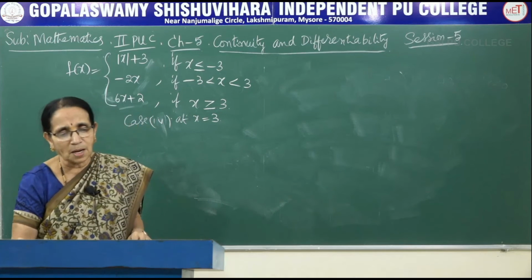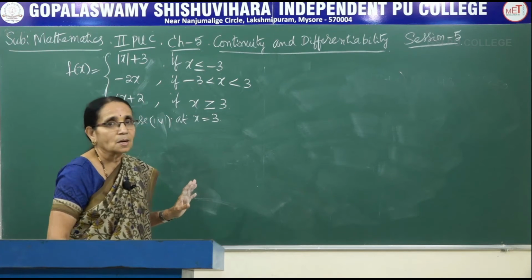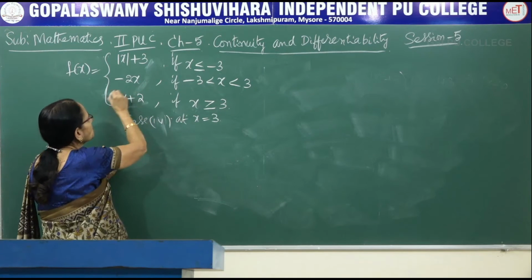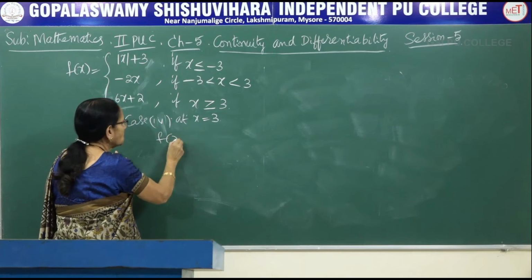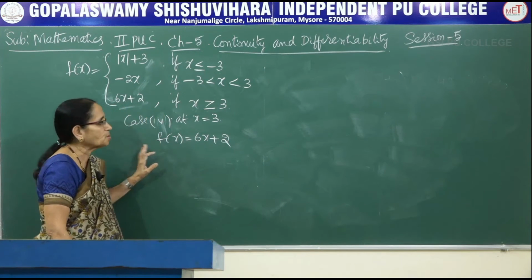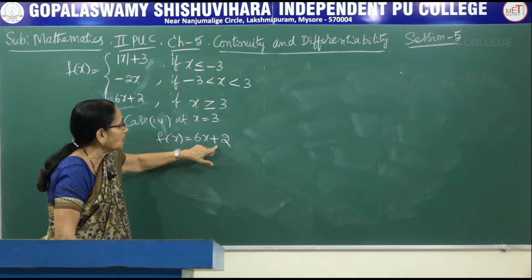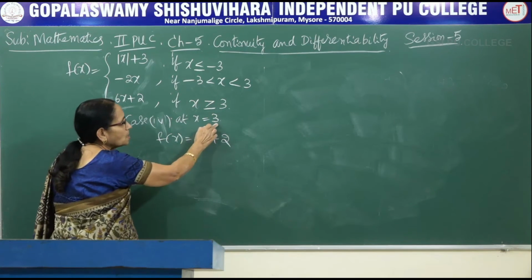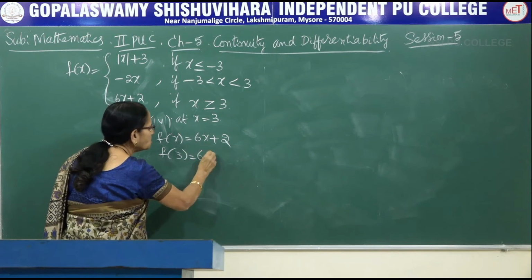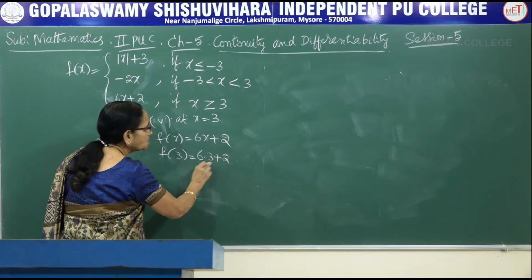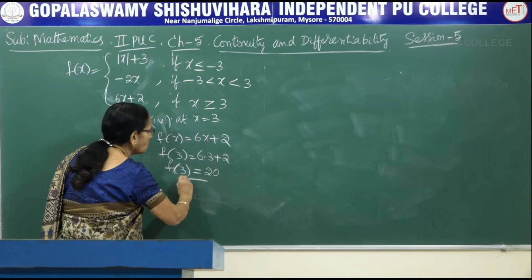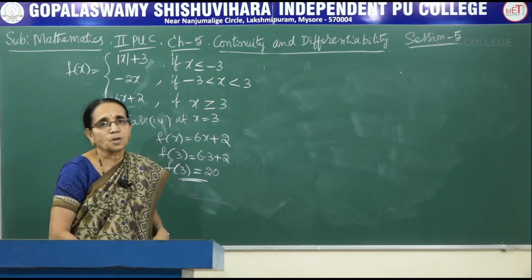So exactly 3 means, again we have to consider the value first. First let me take, when x takes the value 3, how is the function defined? This is the one, that is f of x equal to 6x plus 2. Here we have inequality, here equality, 6x plus 2. But now we are calculating the value at 3. Therefore, f of 3 equal to 6 into 3 plus 2, 6 3's are 18 plus 2, 20. Now this is the value of the function at x equal to 3.